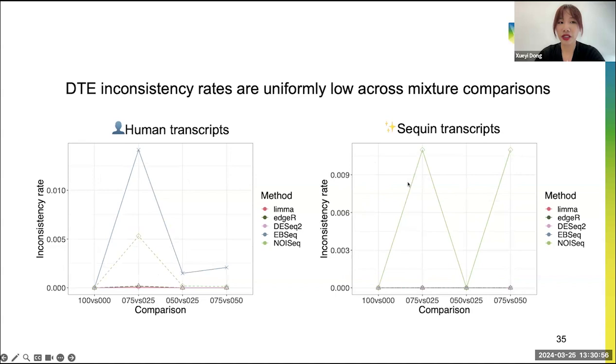And then we looked at the inconsistency findings in the mixture samples. Because theoretically there shouldn't be any inconsistency, but here we found out that NOISeq and EBSeq seem to have some inconsistency in the in-between mixture comparisons, but their inconsistent rates are all lower than the 0.05 threshold of the FDR. So they're all acceptable.